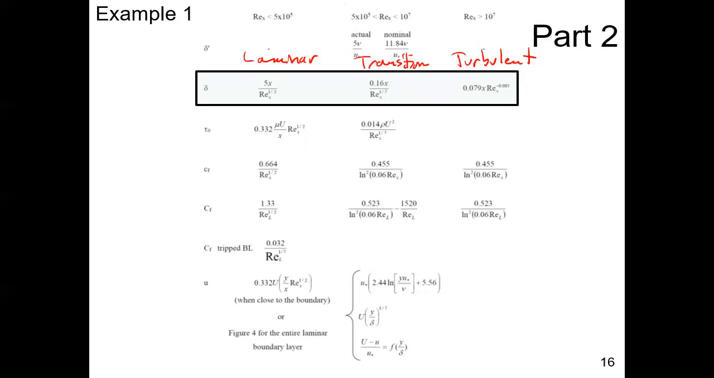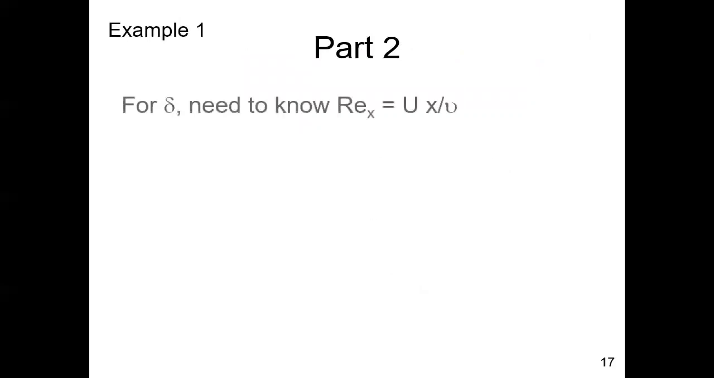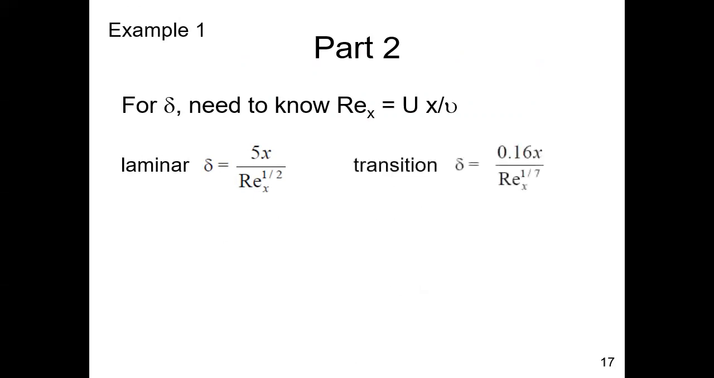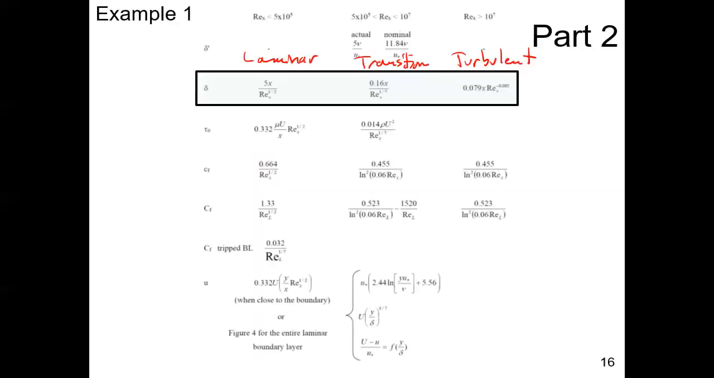So with that in mind, for delta, we need to know the boundary Reynolds number. From page 6 of your handout, if we have a laminar boundary layer, this is how we calculate it. And if we have a transitional boundary layer, this is the equation to calculate it. At the end of this lecture, I'll discuss how they arrived at all these equations. It's the page we just looked at on the last slide. Same equations.